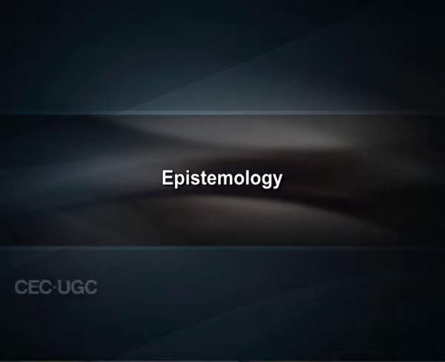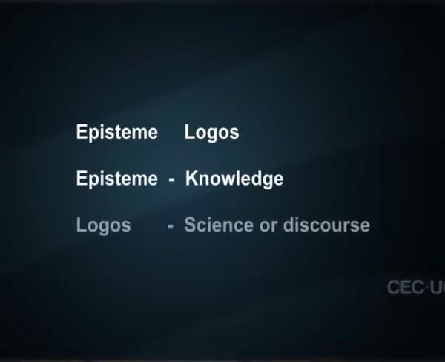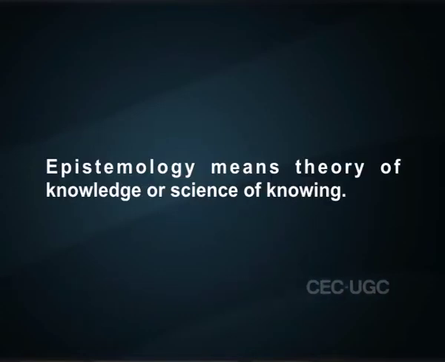Epistemology. The term epistemology is derived from the Greek words episteme and logos. Episteme means knowledge and logos means science or discourse. Thus, epistemology means theory of knowledge or science of knowing. It is considered the most important branch of philosophy.